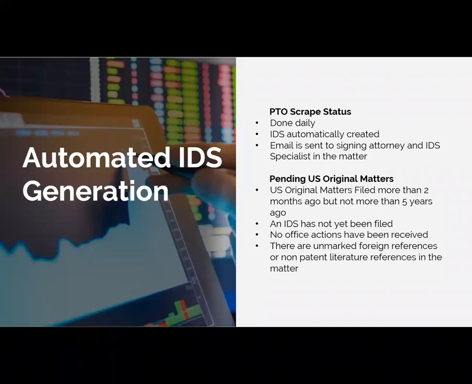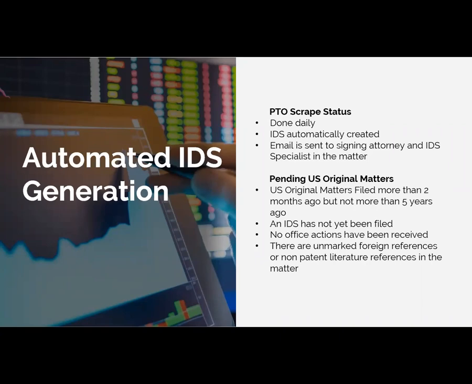And that scrape is actually done automatically on a daily basis. And what that gives us is any applications where the PTO status was changed the prior day, because we're scraping for the prior day, and the status has changed to allowed, but the notice of allowance has not yet been mailed. So that's what starts triggering this whole automation process.